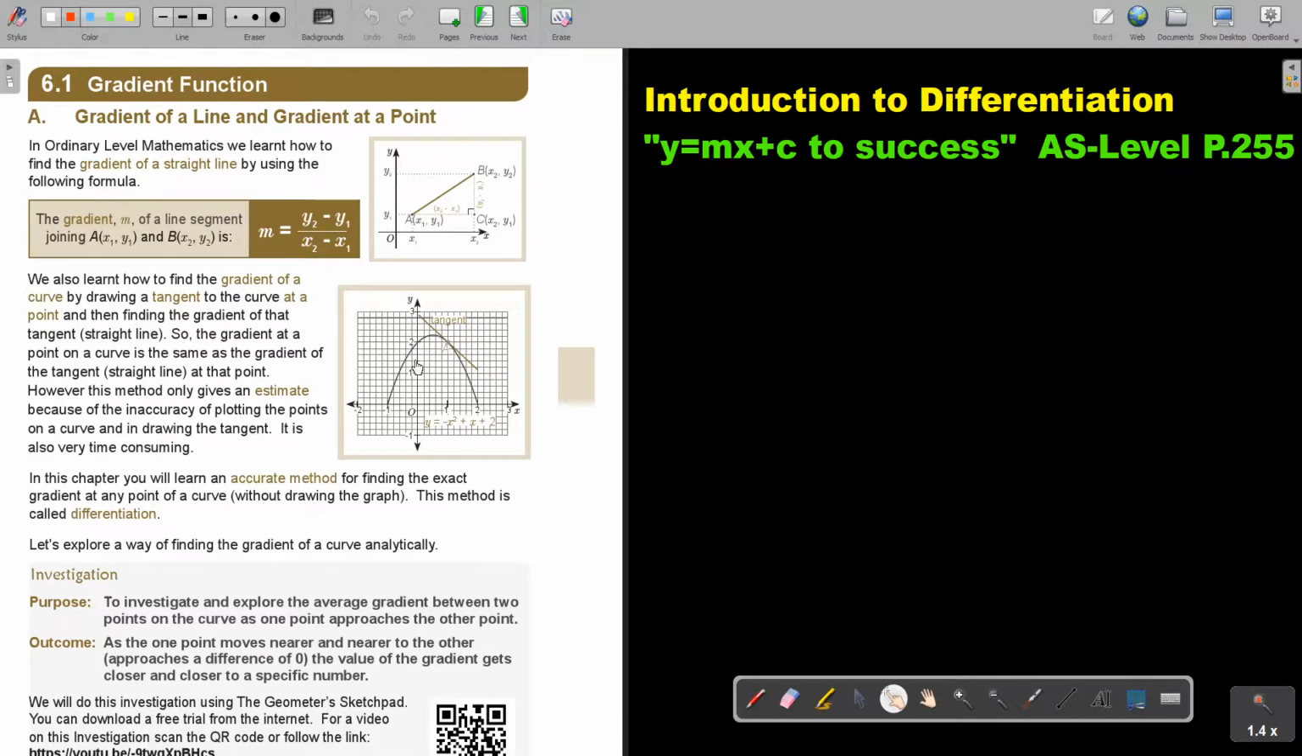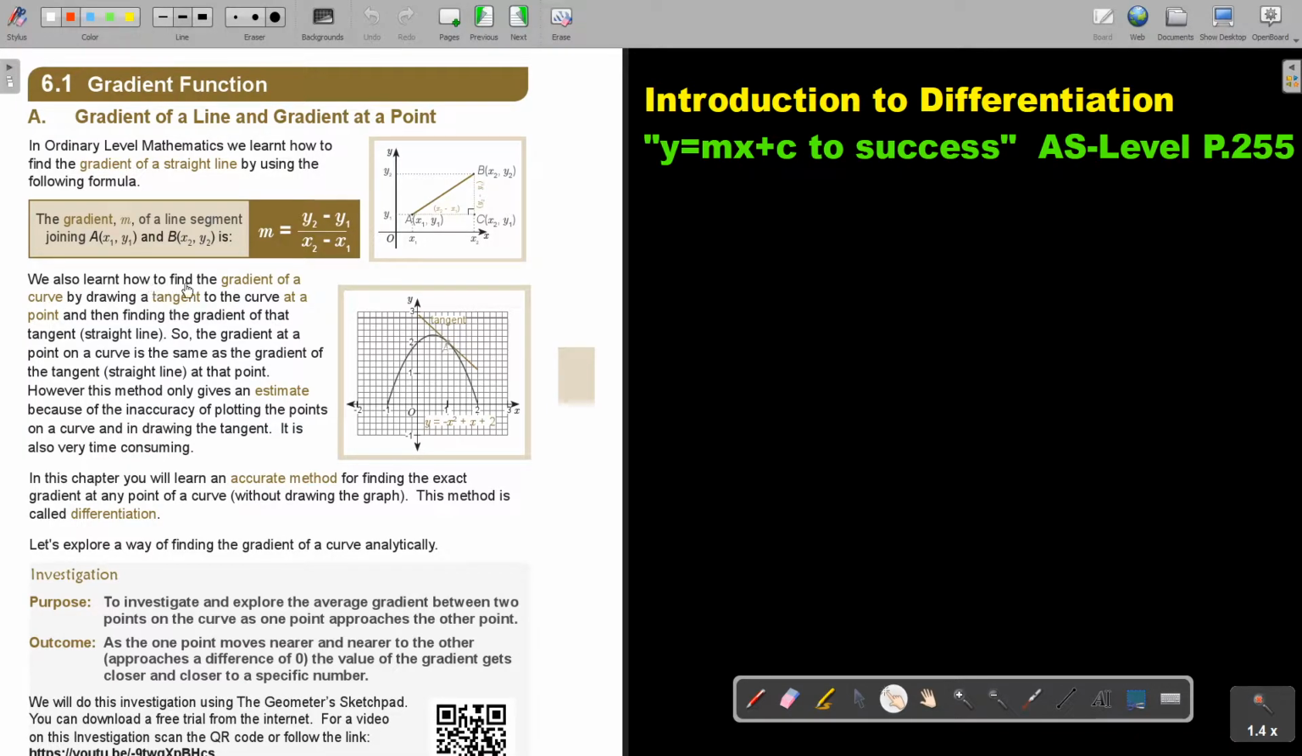We could find the gradient of a curve, but remember, the gradient of a curve is changing. Every point on that curve, it's changing. In this case, it's going to be positive values, and then it will be 0, and then it will be negative values. So we could only find the gradient of a curve at a specific point. Let's just revise how we did it.